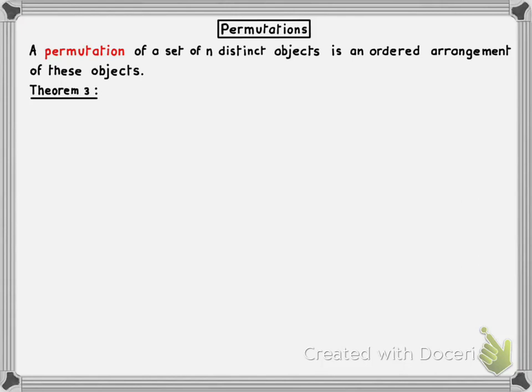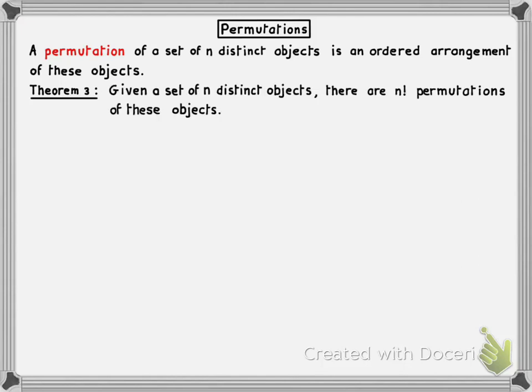So here is a theorem that gives you the formula. It says that given a set of n distinct objects, there are exactly n factorial permutations of the objects in the set. So to illustrate this theorem, let's look at an example. Let's consider the set S with 3 elements, so n is equal to 3. The elements are A, B, and C. How many ways are there to list all of the elements of S in any order?